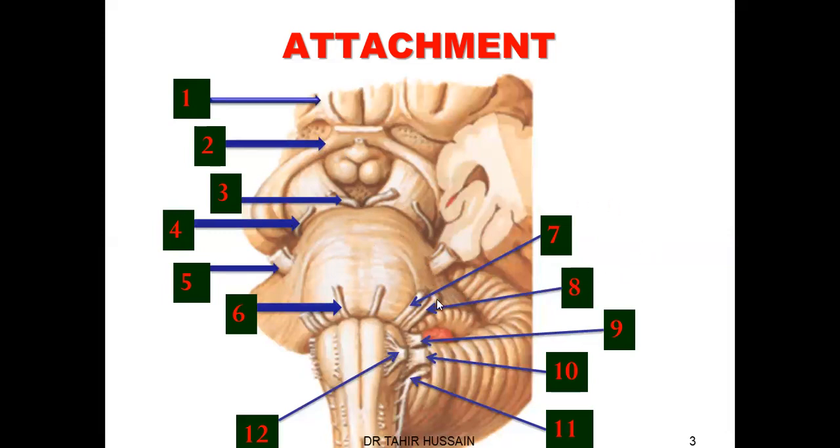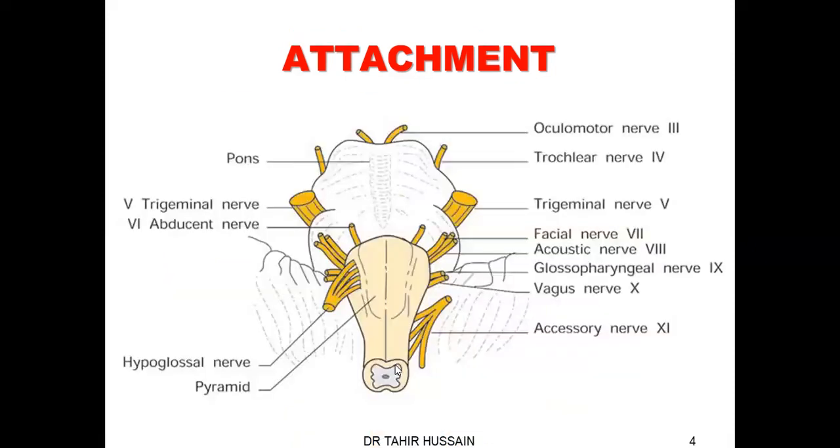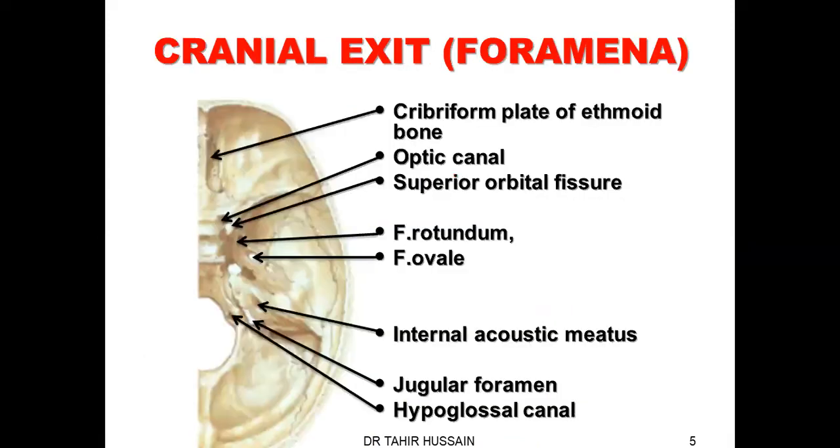Eighth cranial nerve is attached here at the junction of pons and medulla oblongata. 9th, 10th, and 11th are attached to the medulla oblongata behind the olive, and the 12th cranial nerve between the olive and pyramid. This is the same picture showing the attachment of these cranial nerves to the brain stem.